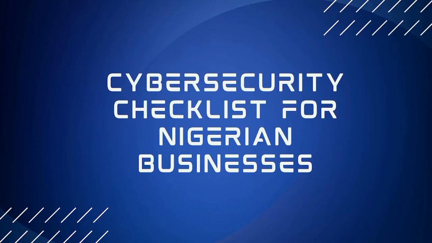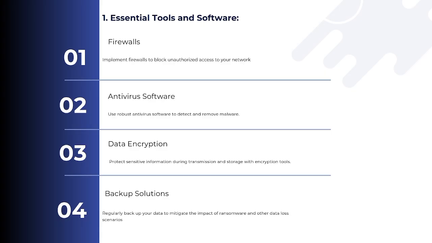In today's video, I'm going to be talking about a cybersecurity checklist for Nigerian businesses. First one, we have essential tools and software. And on the list, we have firewalls. Implement firewalls to block unauthorized access to your network. A firewall will enable you to control what gets into your network and what gets out of your network. So that's simply what a firewall does.